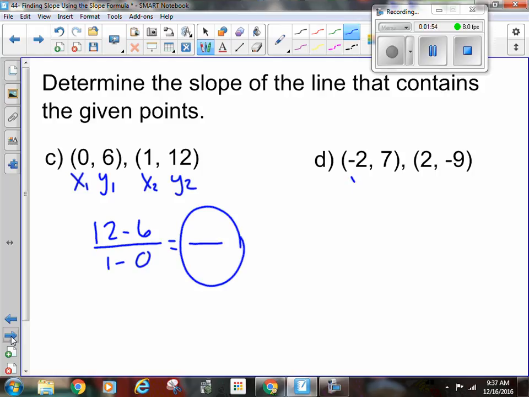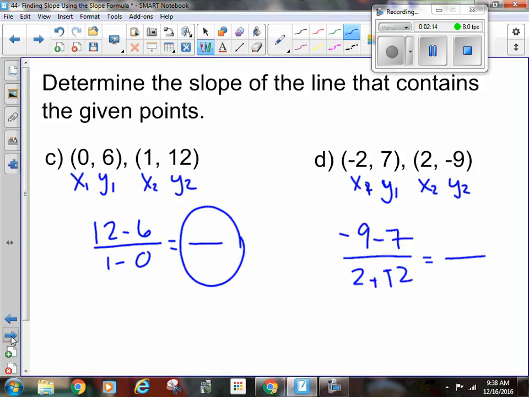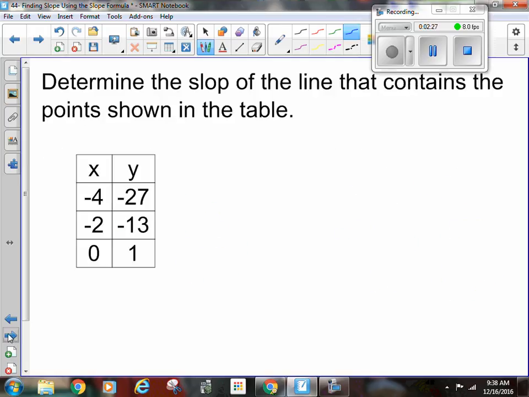All right, x1, y1, x2, y2. So -1 minus 7 over 2 minus -2. In the numerator, -9 minus 7 is going to give us a -16. In the denominator, we're going to change that to plus a positive, and you get 4. So we get -16 divided by 4. Again, if you're listening, you know -16 divided by 4 is going to reduce to -4. So there's your slope.